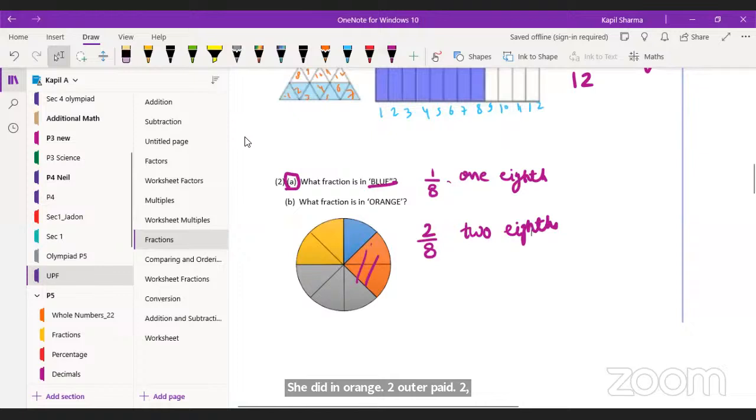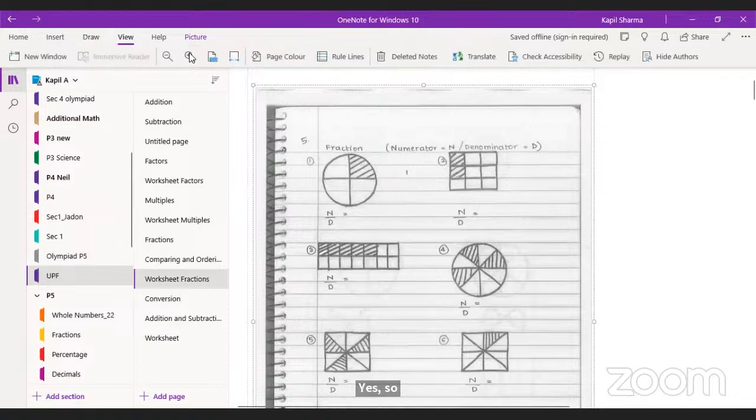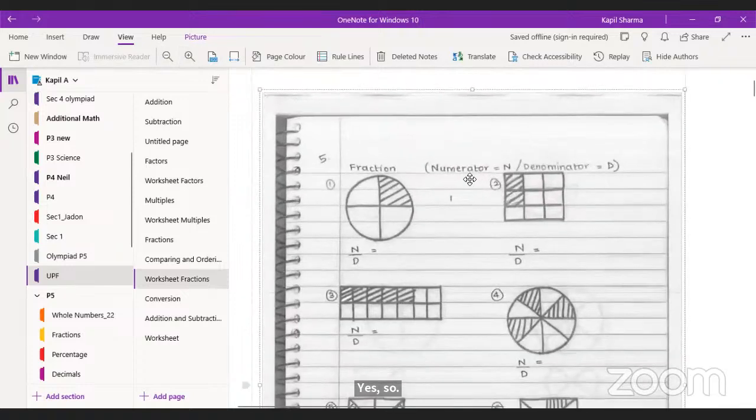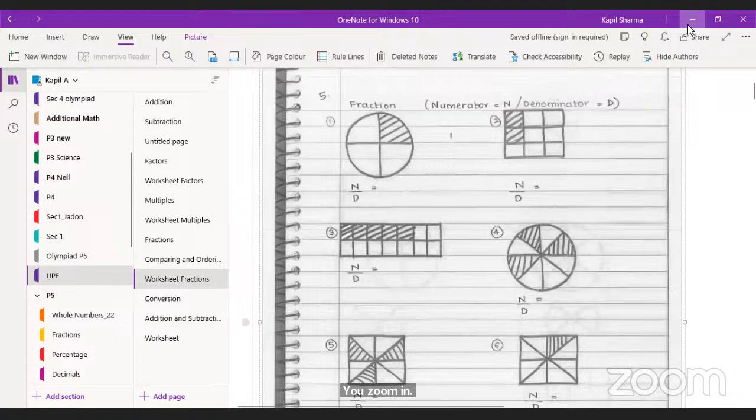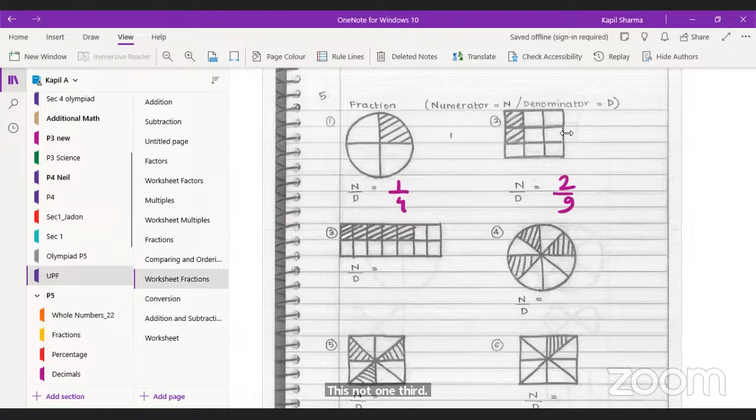Fine. Now let's move to the worksheet quickly. So try this. Let me zoom in. Okay, first one. So numerator is 1, denominator is 4. Second one, replace not one third. Okay, Yashika, 2 out of 9.